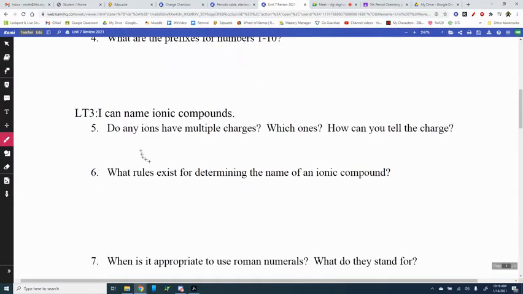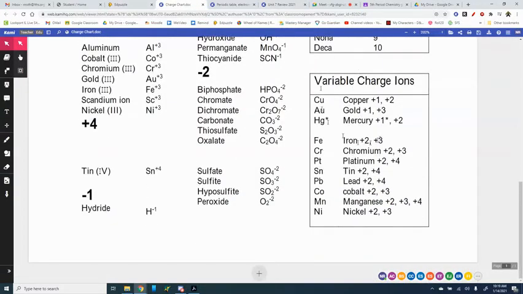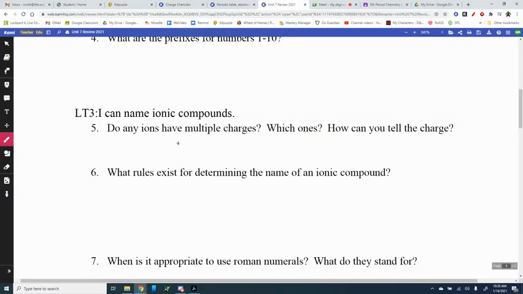All right, next. Are there any ions that have multiple charges? Yes, there are. Which ones? They are located on your charge chart in the variable charge ion chart right here. All of these have multiple possible charges. How can you tell the charge? You can tell the charge by looking at the Roman numeral. So, for example, if we have iron(III) oxide, that means this particular iron has a charge of +3 because we have a Roman numeral 3.